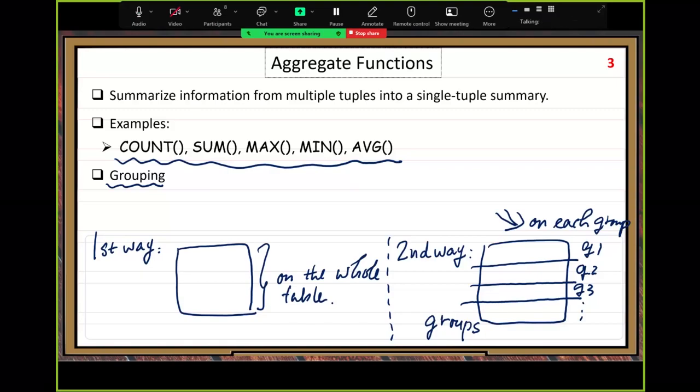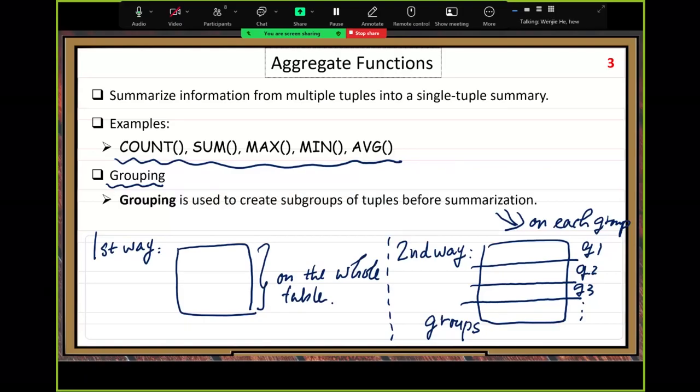So that's the second way. In the second way, you need to define all these groups in a certain way. We will see how to define them later. But in the first way, you do not need to define groups, because the whole table is treated as one big group. You just apply your aggregate functions on that whole table as one group, once.